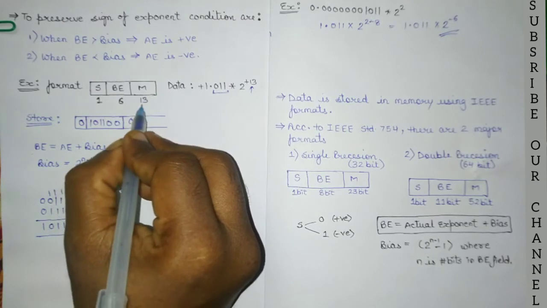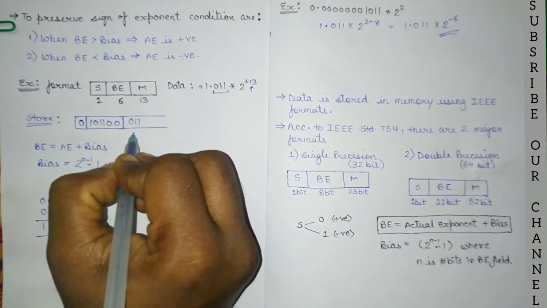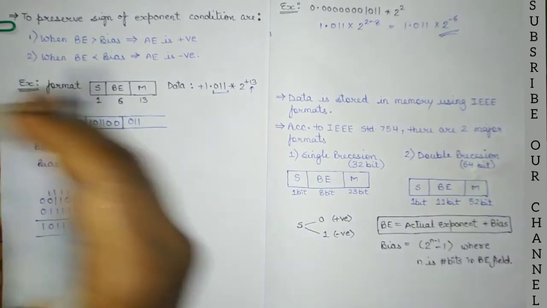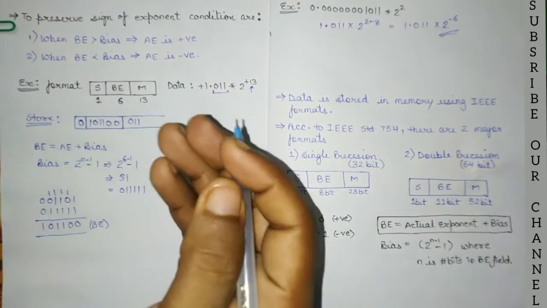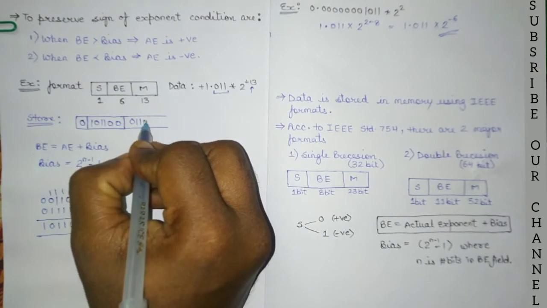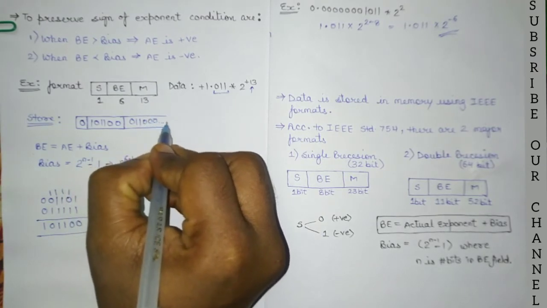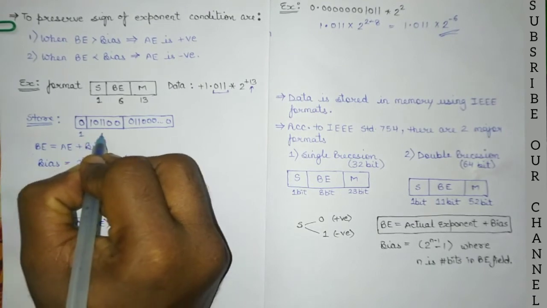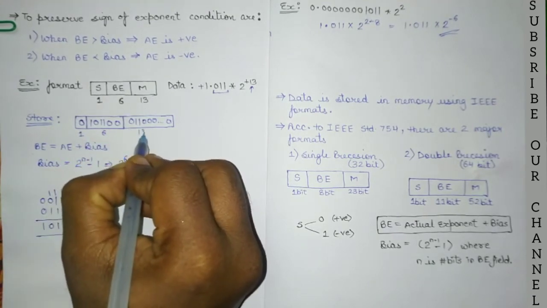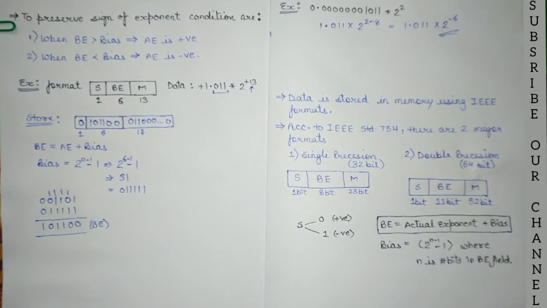Now here we are supposed to have 13 bits. Here I am having 3 bits. So we can pad any number of zeros as per the limitation, so that it is completely filled. So I am adding the remaining 10 zeros, so that the size is 13. So this is 1 bit, this is 6 bits, and this is 13 bits. So this is how you can store the values.